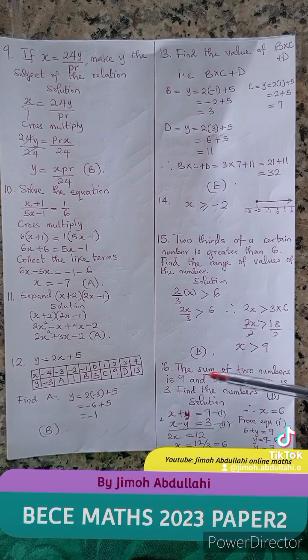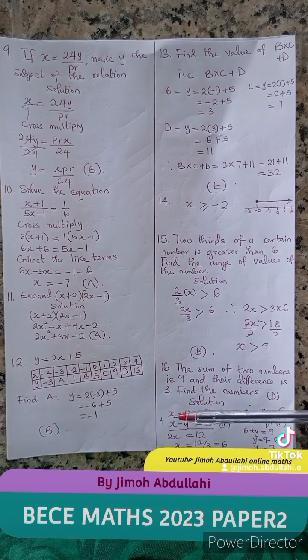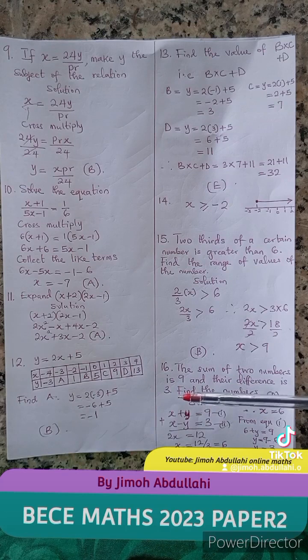Then number 16 is a simultaneous equation. We have x plus y equals 9. Because from the question, it's a word problem related to simultaneous equations. The sum of two numbers is 9. We don't know the numbers, so let's call them x and y. And their difference is 3. That means x minus y is 3.